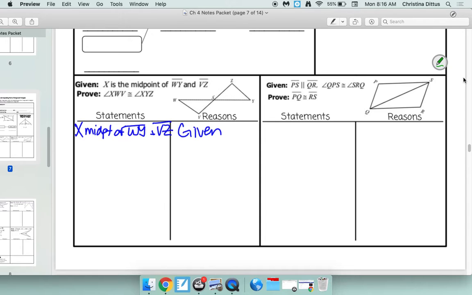Now I want equal stuff. What's it mean for X to be a midpoint of WY? That's in the middle. So what's equal? WX, this dude, is equal to YX. So anytime you're given anything, all you want is a bunch of equal stuff. So WX is congruent to YX, and why is that? Definition of midpoint. The only thing you're given is midpoint, so you gotta use it.